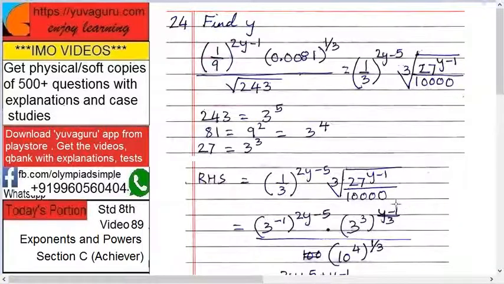Neatly understand this, minutely understand this. 3^3 is 27, raised to (y-1)/3 means this is of cube root sign, right? Upon this 10,000. What does 10,000 mean? 10^4, and this cube root is applicable to both. So it's 1 upon 3.